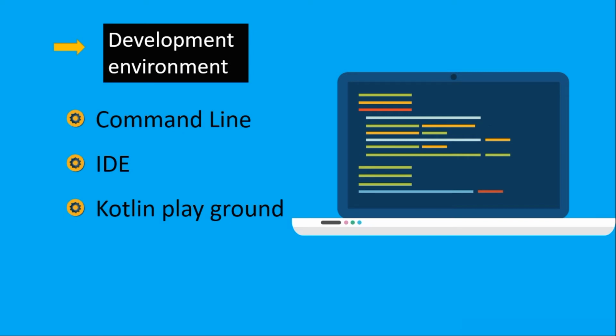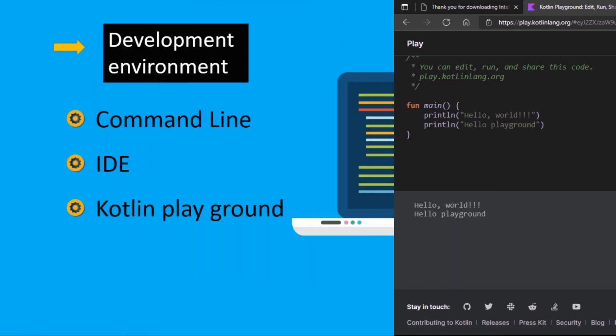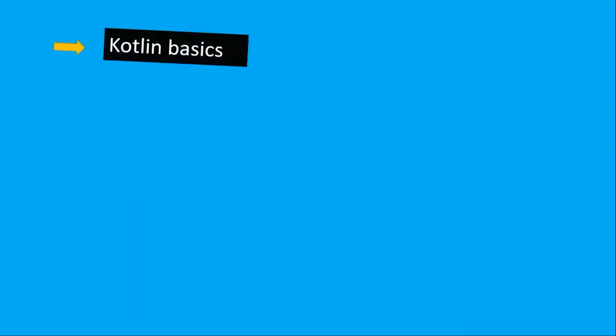So navigate to Kotlin Playground, write your code and run it. This is the quickest way to get started. That's it, just simple. Now let's speak about Kotlin basics. These are important concepts to learn. They apply to most programming languages, thus understanding them is really important for your journey.